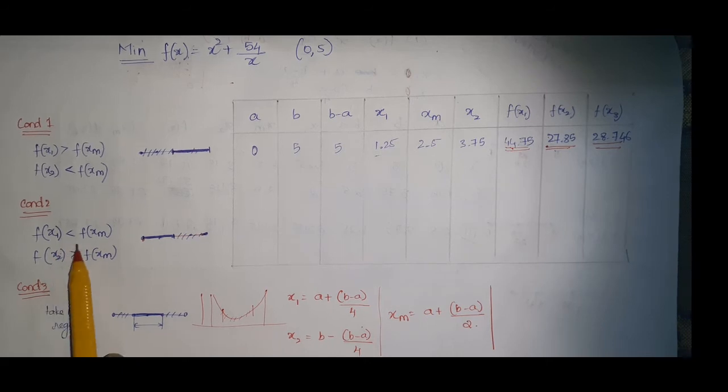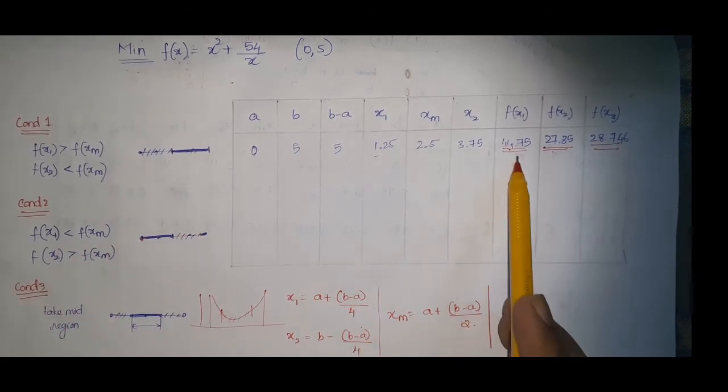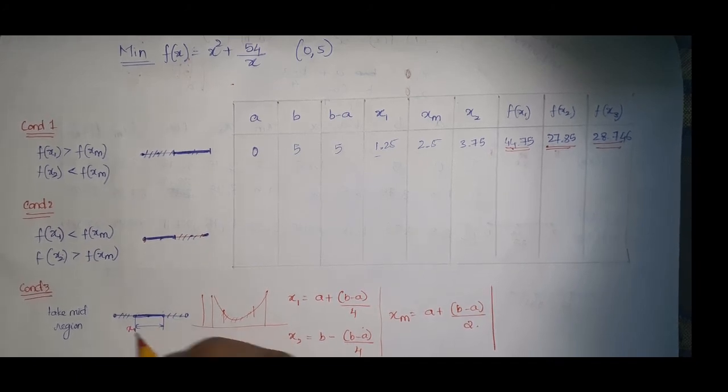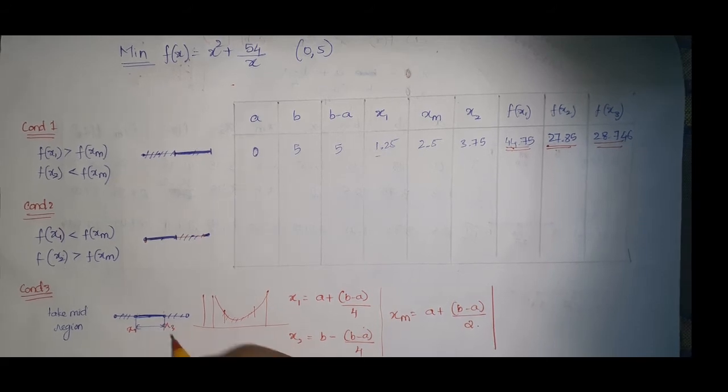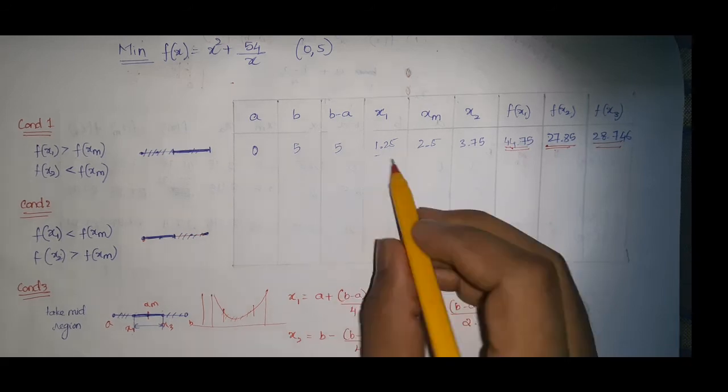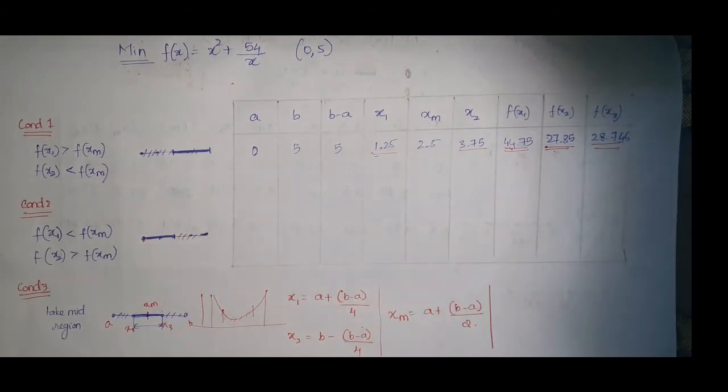So the interpretation of this condition will be very simple: f of x1 should be less than f of xm. Is that true? No. 44.75 is not less than 27.85. So condition 2 again fails. Condition 3 says take the midpoints, that's it. The mid region is x1 to x3. This is a to b, this will be the xm. So x1 to x3 is what we have to take. x1 is 1.25 and x3 is 3.75. So this will be our new a and b.